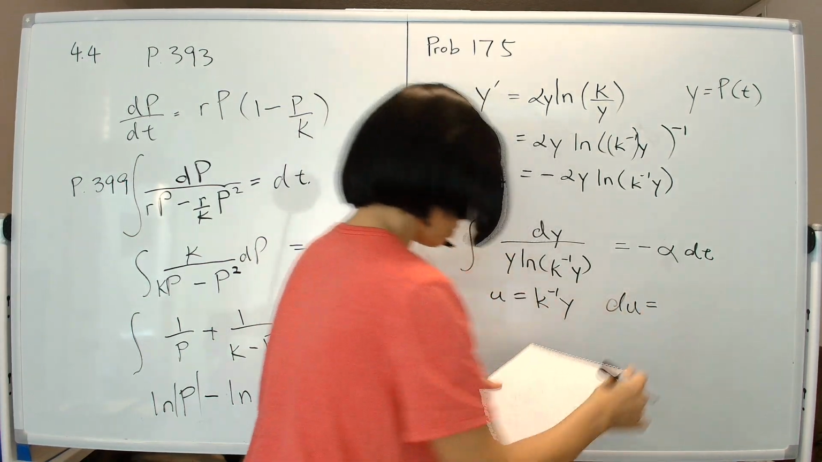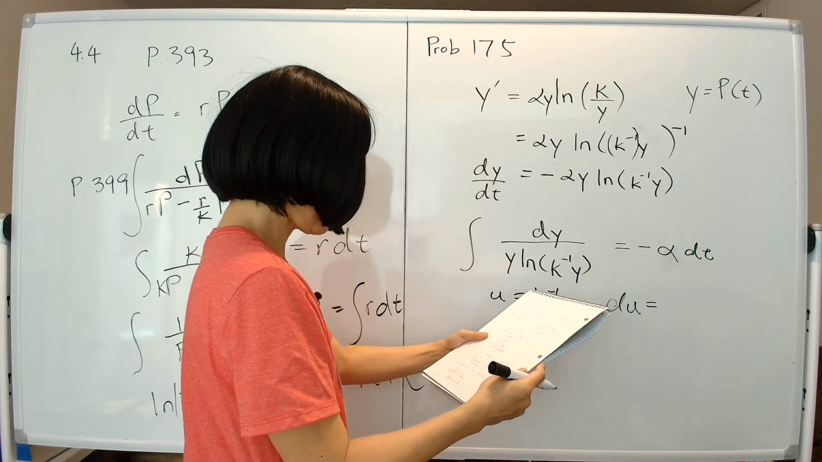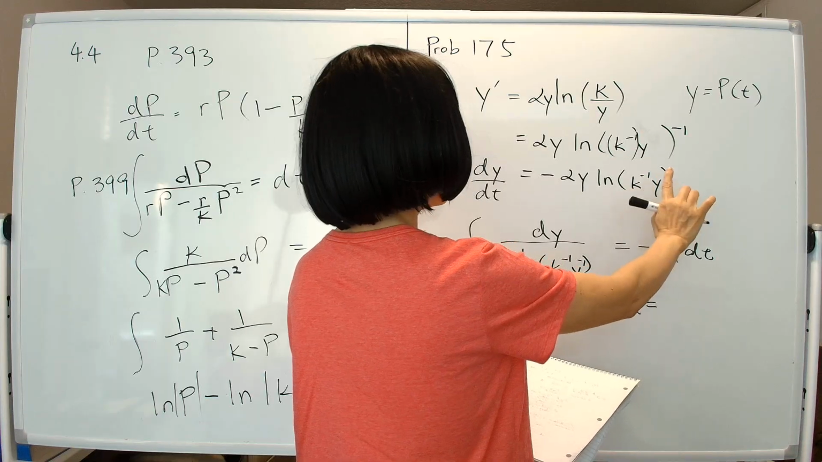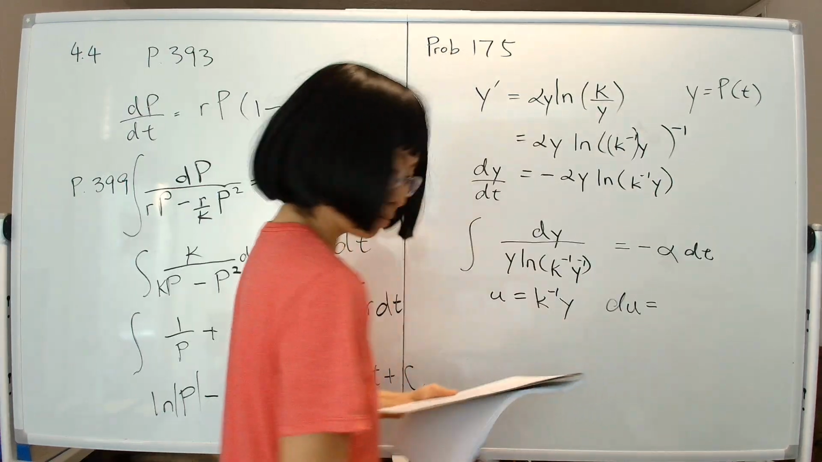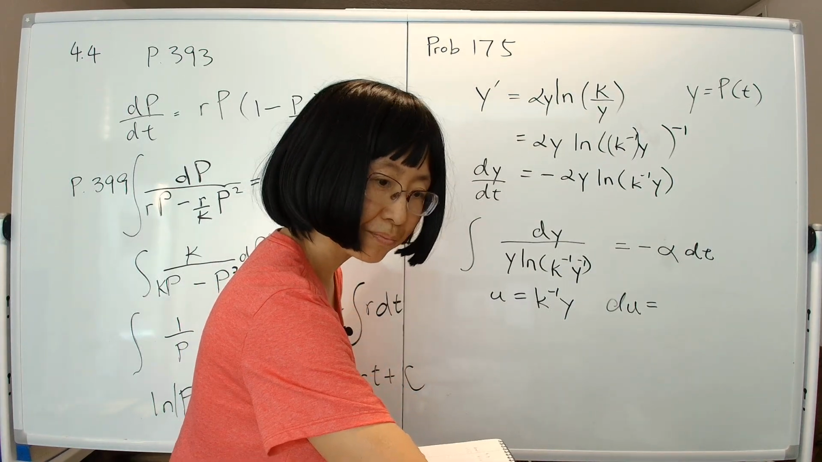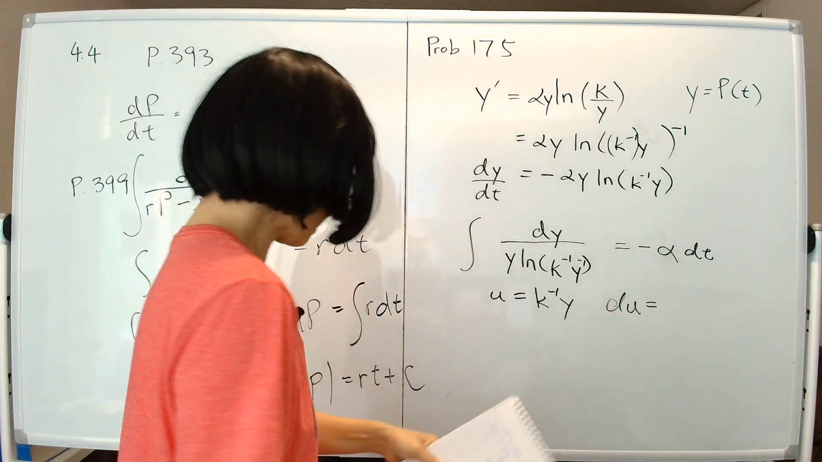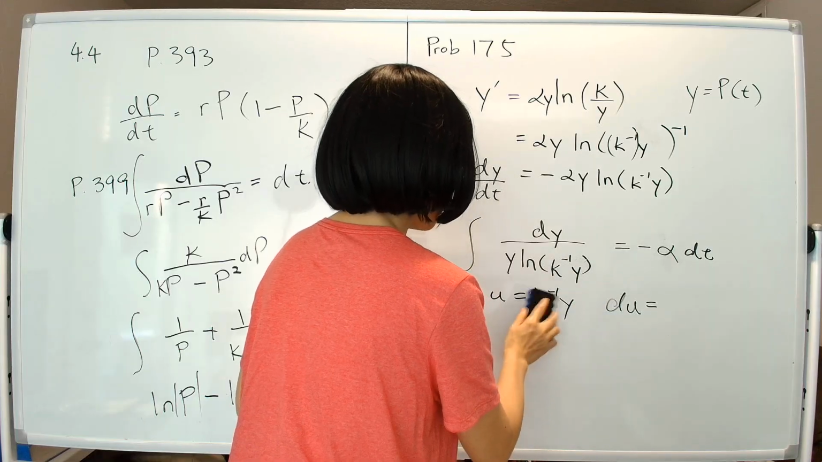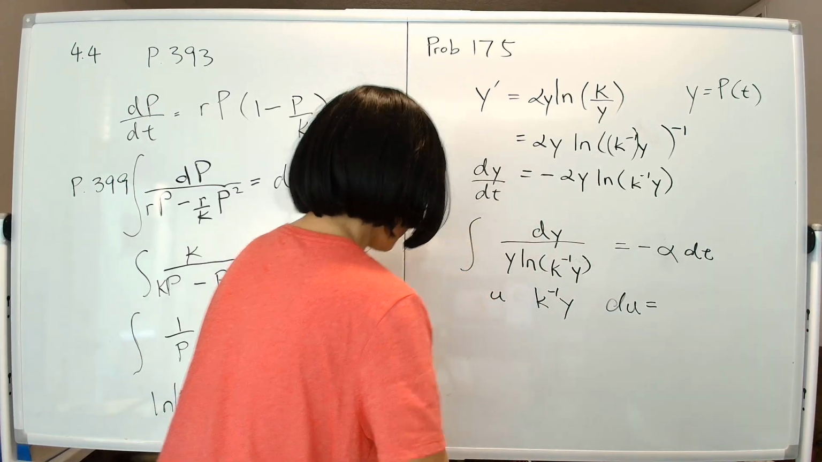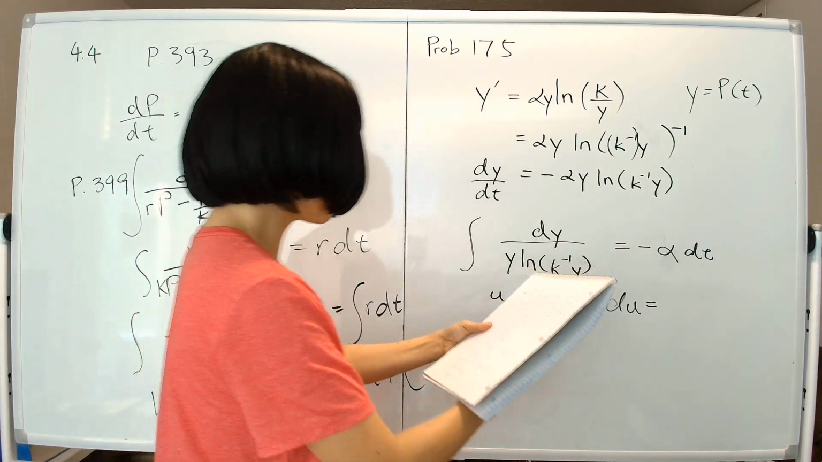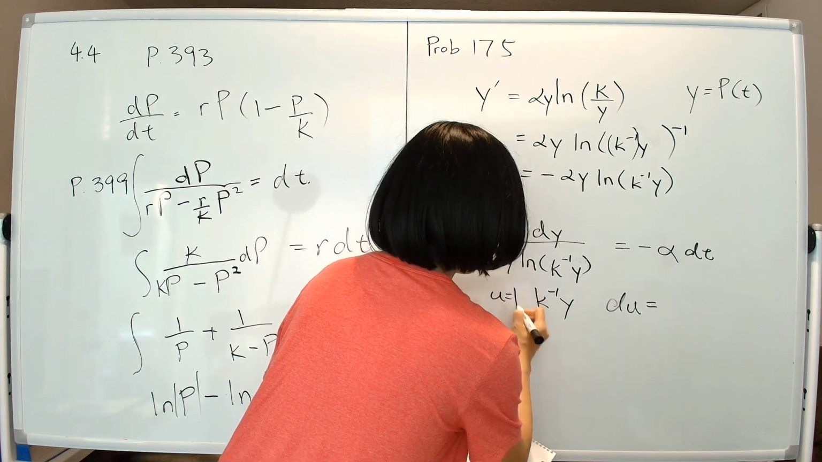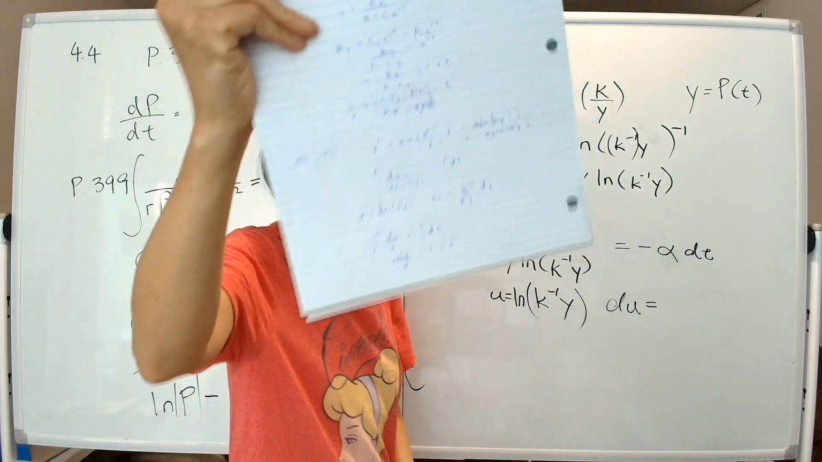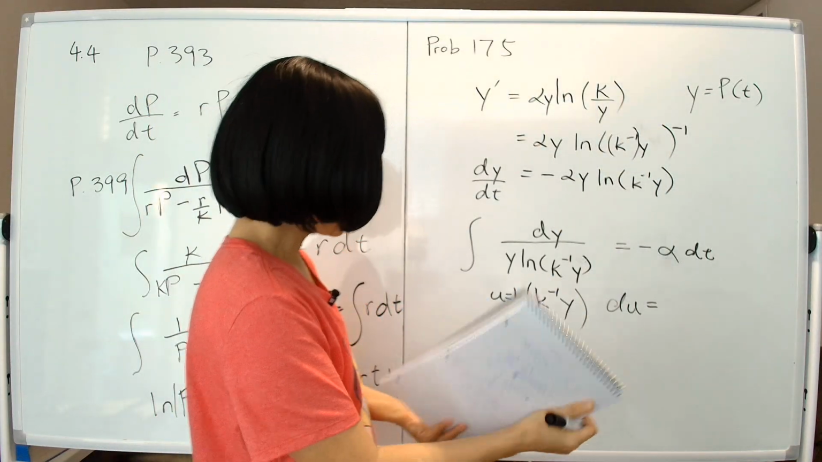Du equals to, sorry, there's minus 1 here, right? Here is, no, wait a second. Let me make sure I didn't mess up. See, I knew I got something wrong. Y is not minus. There's no minus here. U is not equal to k inverse y. It's natural log of k inverse y. U equals ln of k inverse y. See? That's what I have written down right here. See?